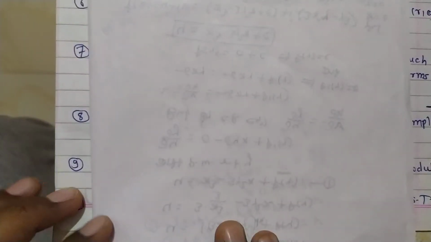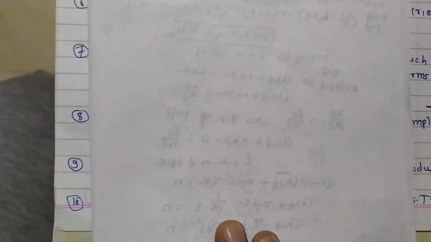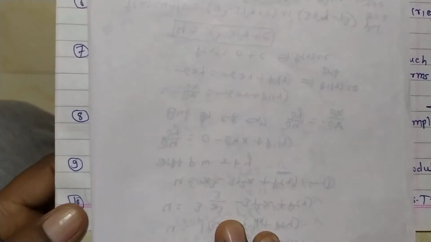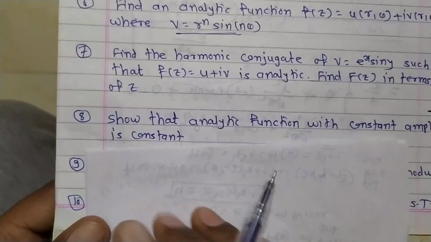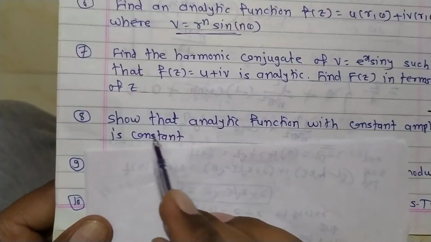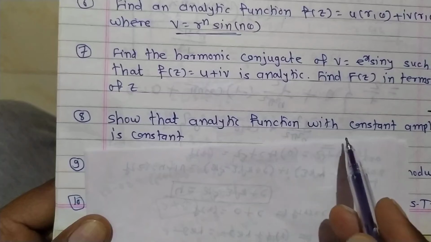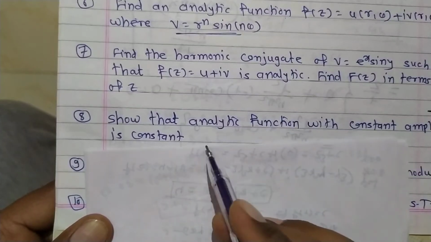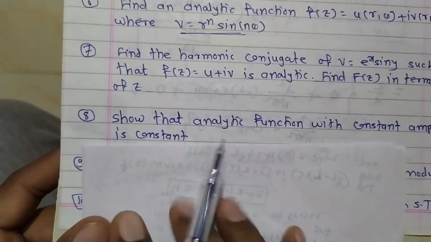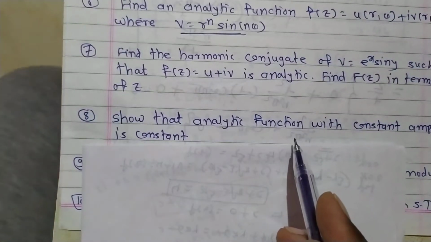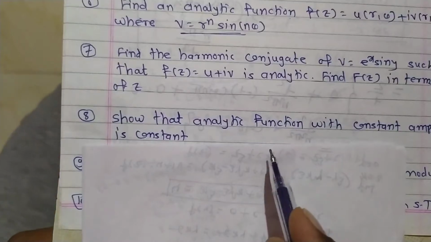Hello friends, today we will take the remaining problems on analytic functions. In the last video we already covered 6 to 7 problems. So problem number 8 is remaining, that is: show that an analytic function with constant amplitude is constant.